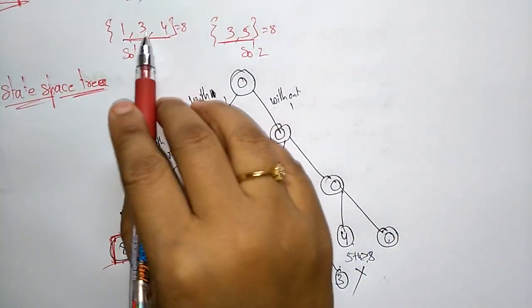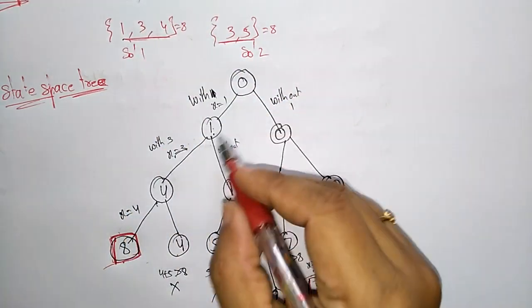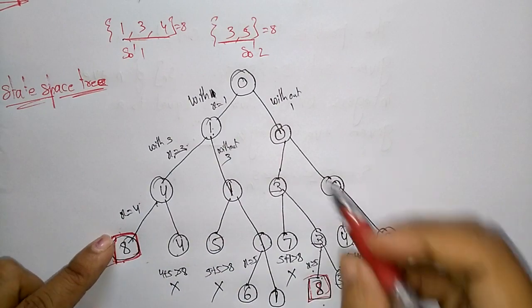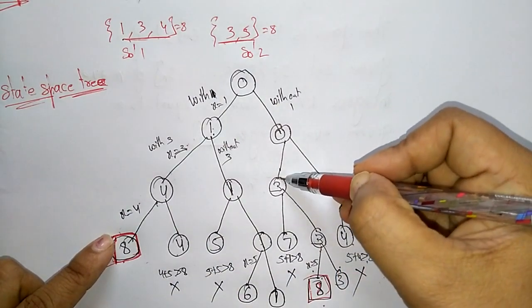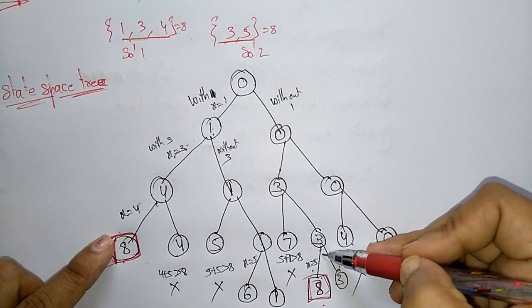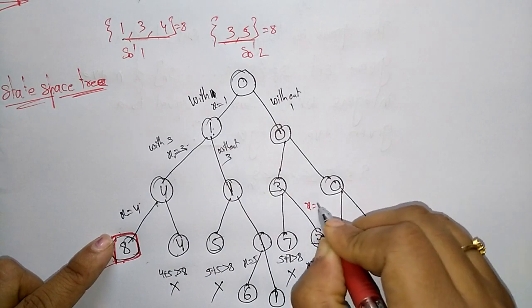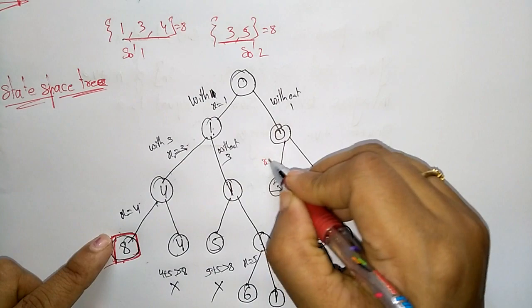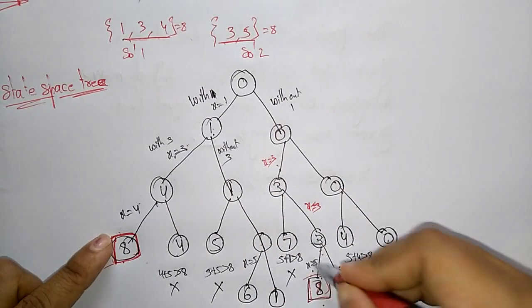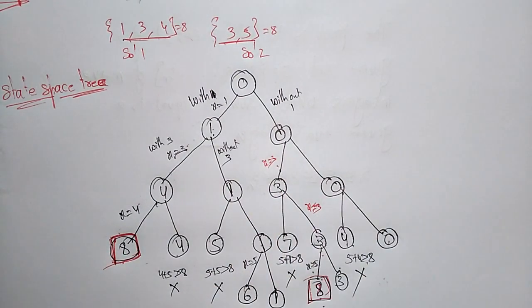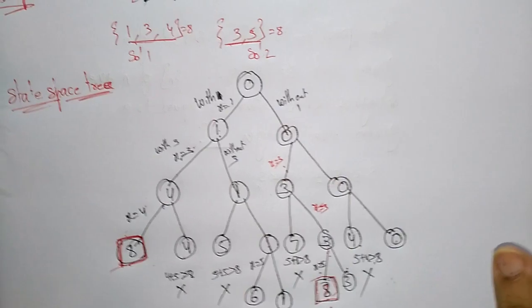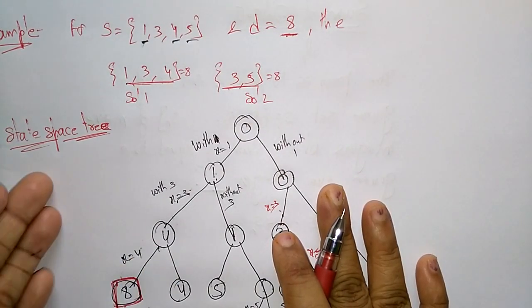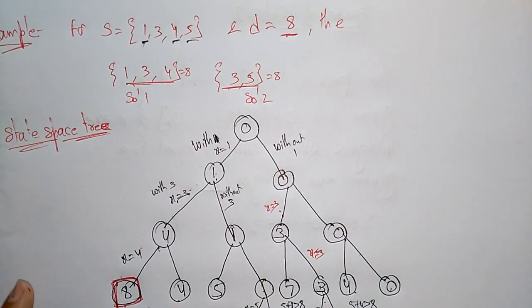So 1 plus 3 plus 4 is equal to 8. And here, this 3 and 3 plus 5, here x is equal to 3. 3 plus 5, 8. So this is the sum of subset problem, which we solved by using the state space tree. Thank you.